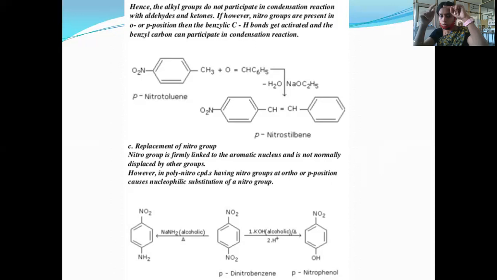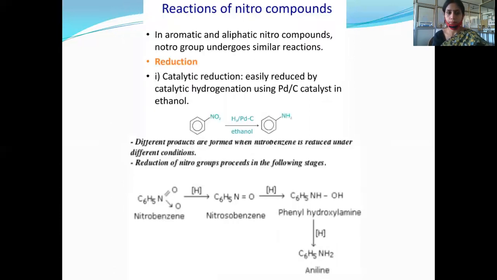So when there are two NO2 groups para to each other, then in presence of KOH, one of the NO2 groups will be converted to an OH group, so we get para-nitrophenol. Or in presence of a base like amide, NaNH2, it will get converted to an amine, an NH2 group. The NO2 group gets replaced by an NH2 group.